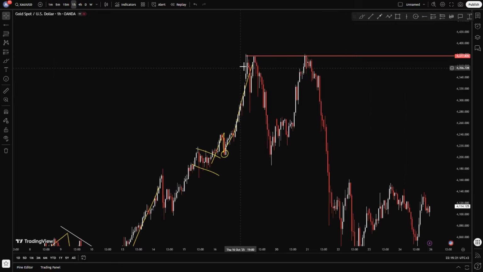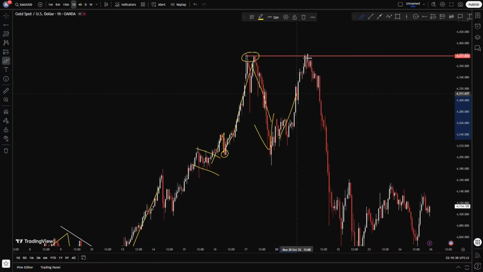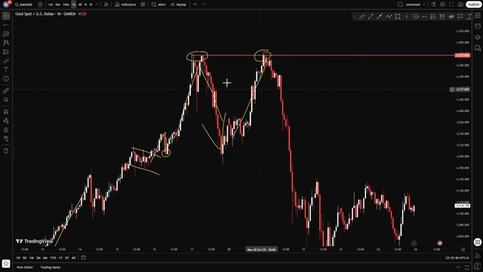Okay, so this is the highest point price has reached. This is the highest point. We can see we had this high, price reversed to the downside and then came back again to give us another high right here. So now this pattern is a double top. This is a very good reversal pattern.